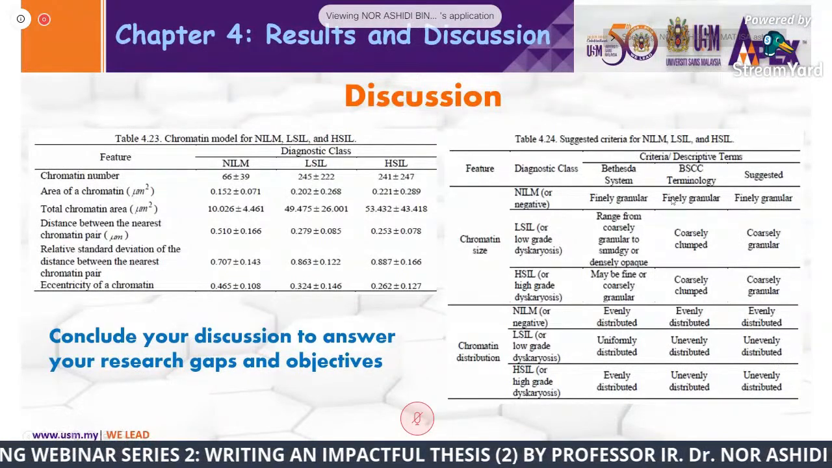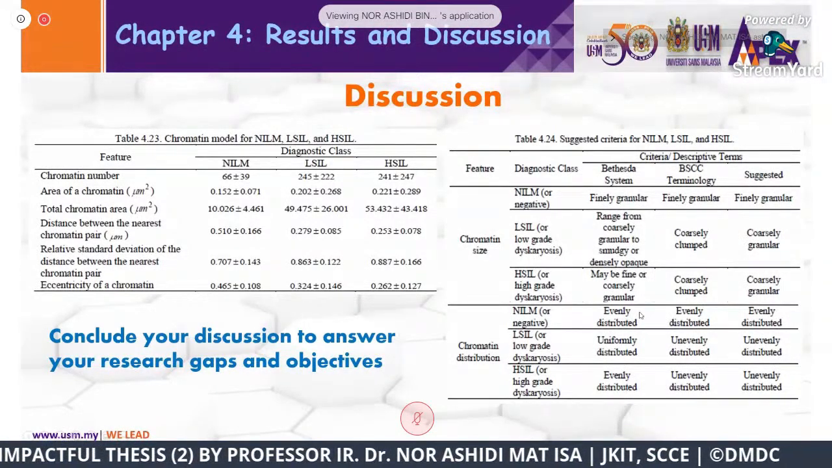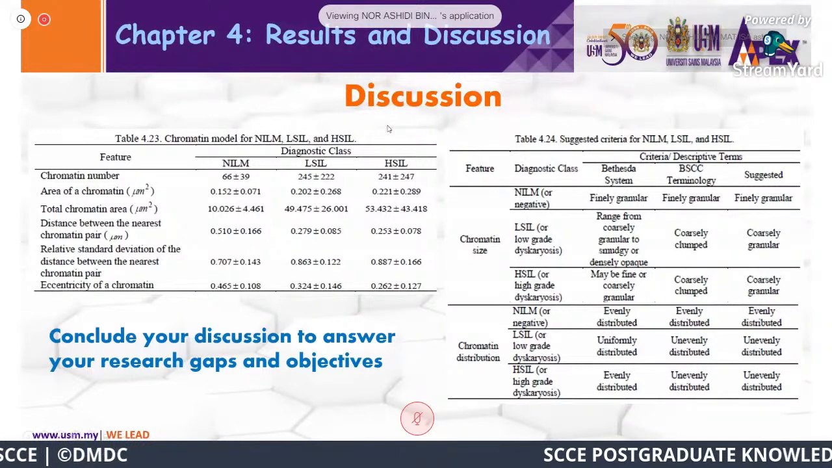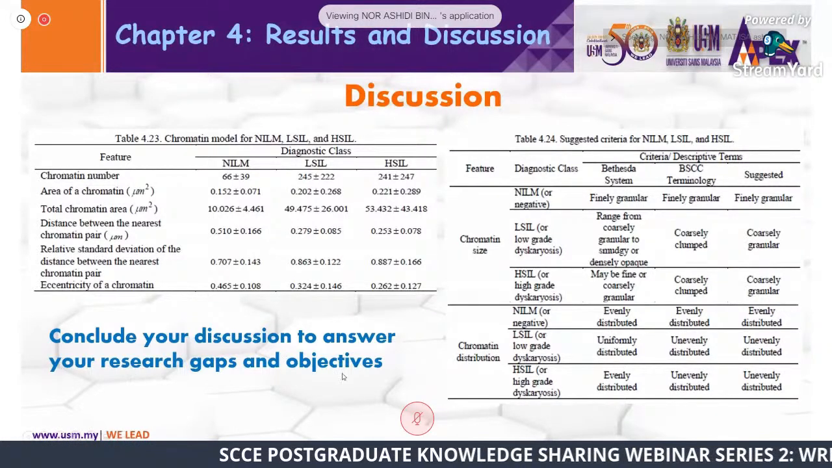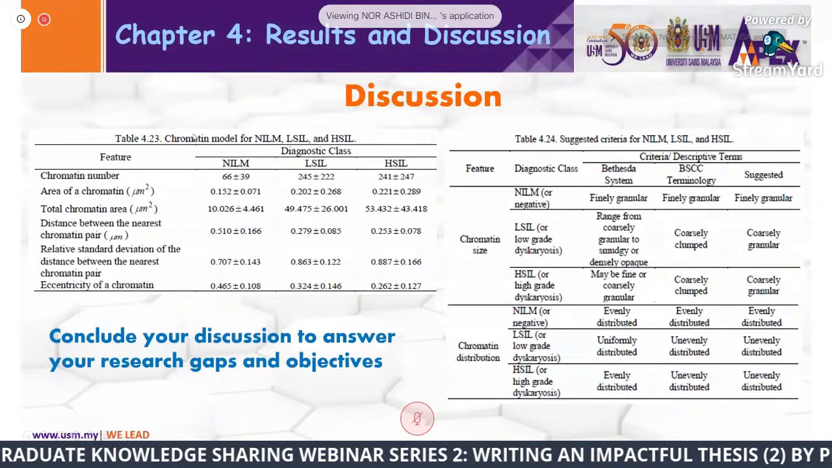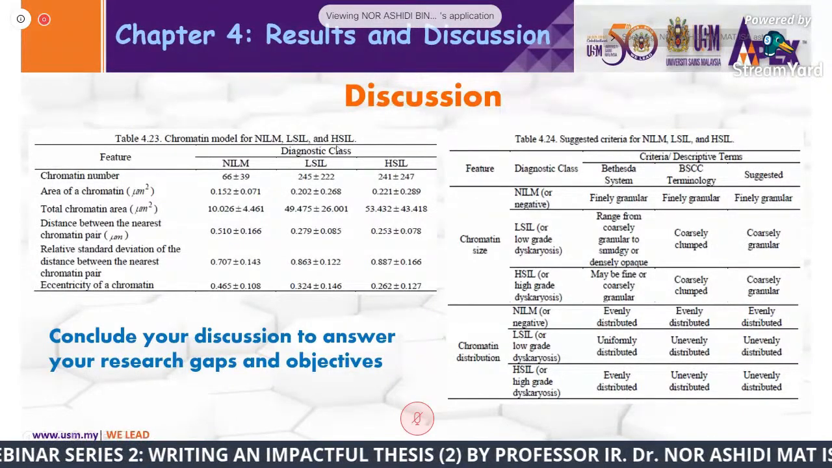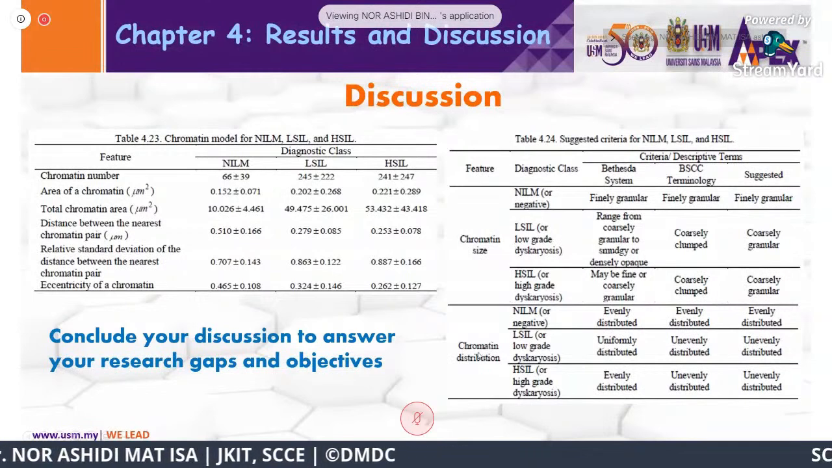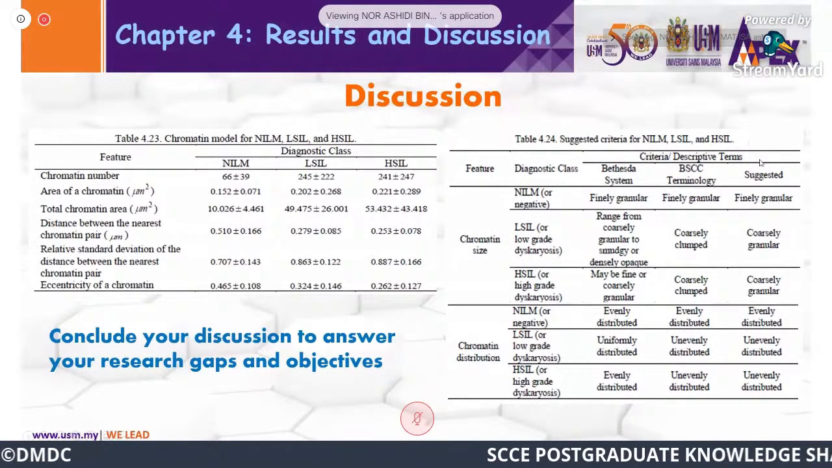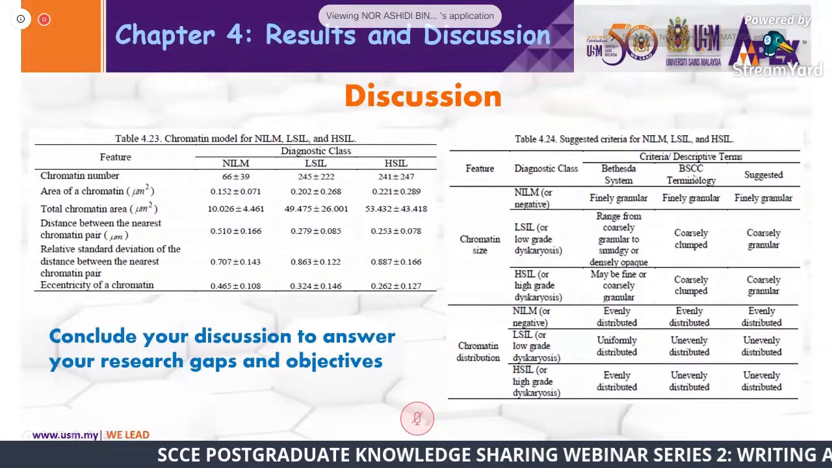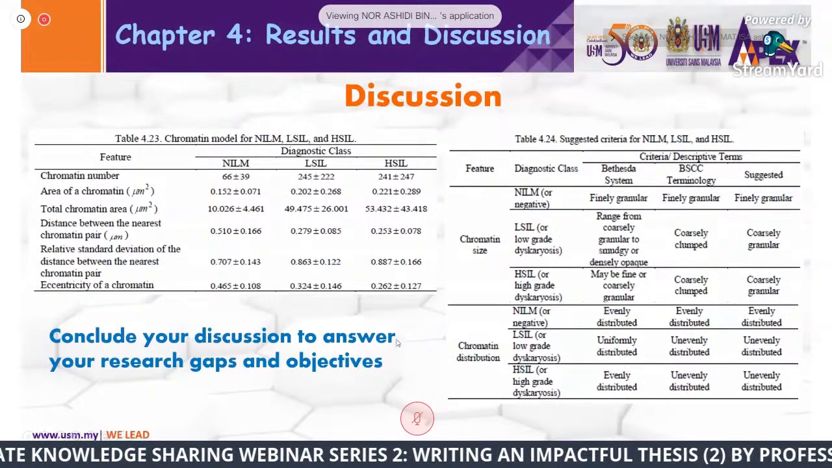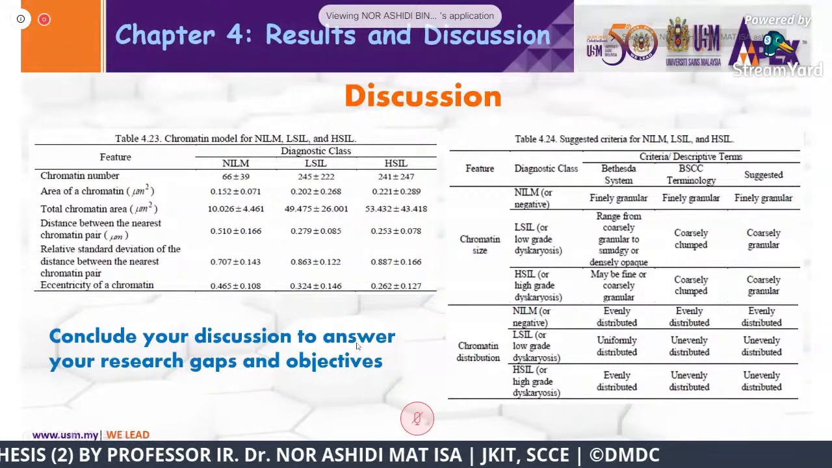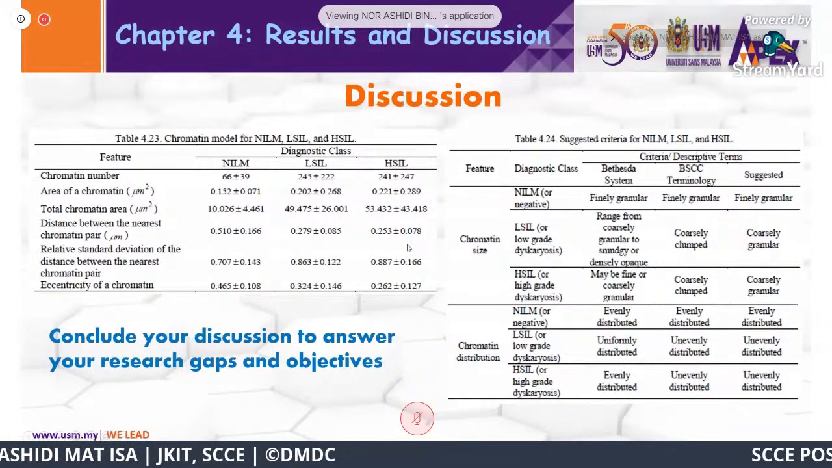You compare. You can see that some of them are similar and some of them are different. Okay, so this is how you end your discussion. You conclude your discussion to answer your research gap and your objective. It shows that your chromatin can be used to differentiate between these three cells, and also that your model can be used to compare with the existing model. So this is how you conclude your discussion. When I have these two tables, I know that the research gap and the objective have been achieved.